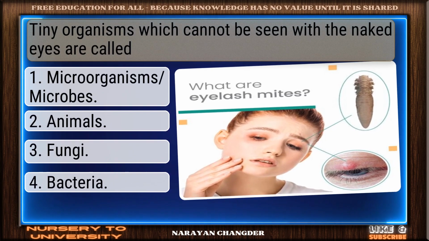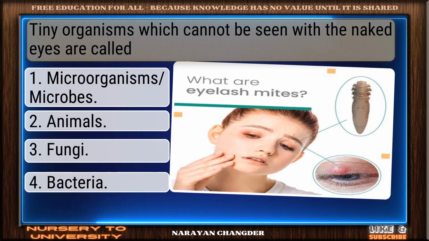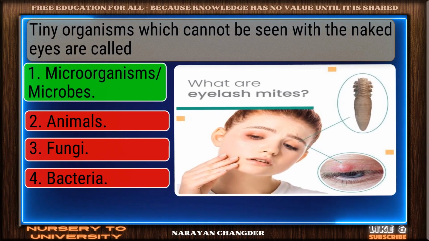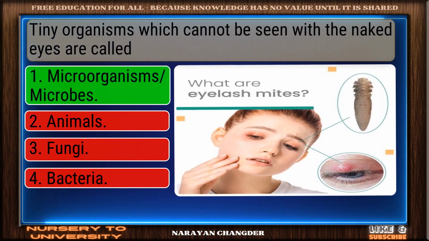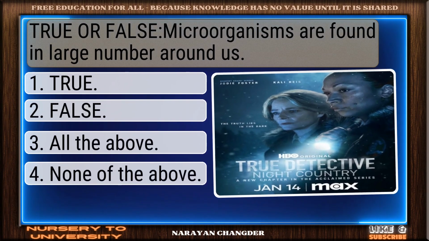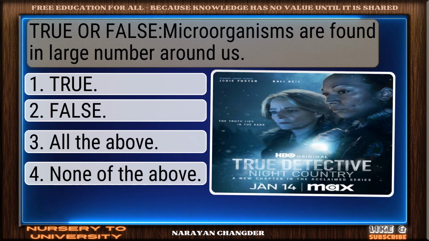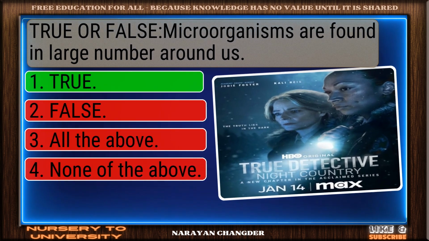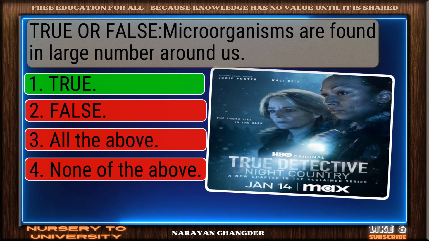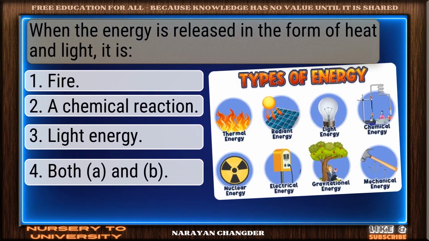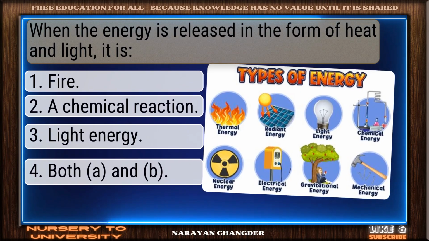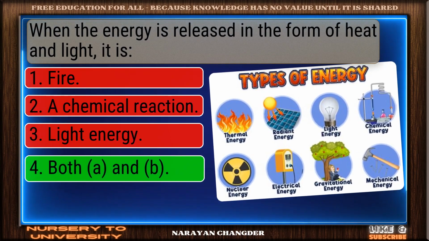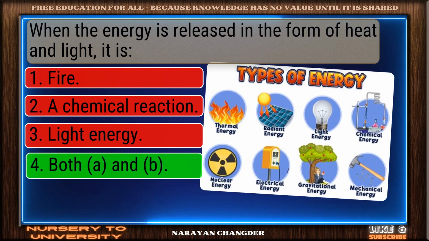Tiny organisms which cannot be seen with the naked eyes are called... On track. Microorganisms, microbes, is the correct answer. True or false? Microorganisms are found in large number around us. Well picked. True is the correct answer. When the energy is released in the form of heat and light, it is... You got it. Your choice, both, is right.